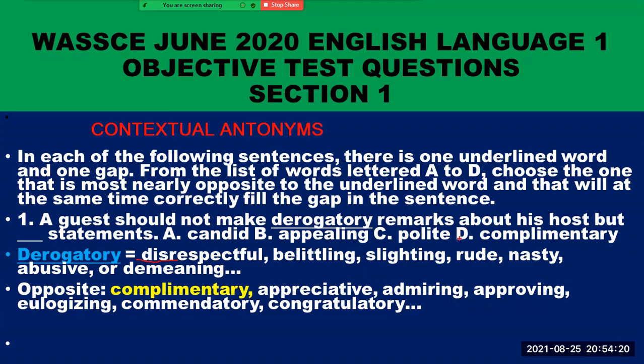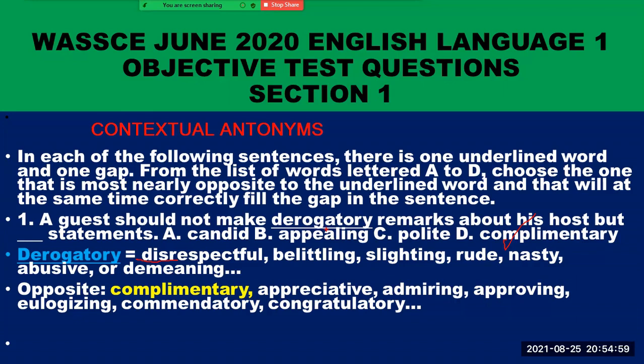Then D is complimentary, because complimentary has to do with saying something good about someone, you know. So that is exactly the way it is. When you say something derogatory about someone, you are saying something disrespectful. So polite is close to it, but then a derogatory is a direct comment that slights or belittles someone.